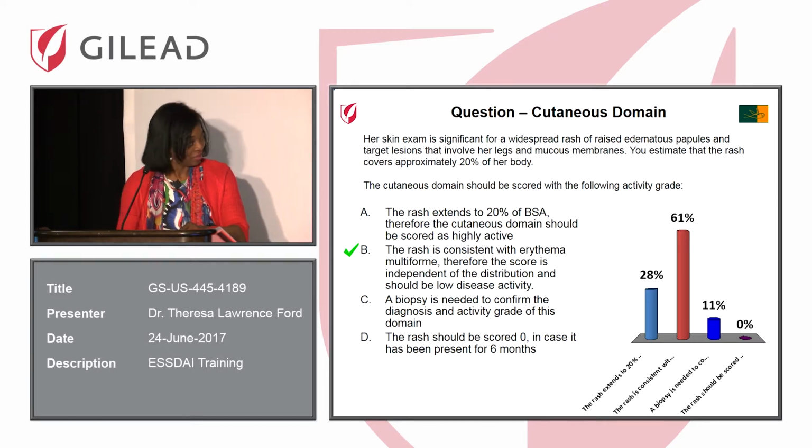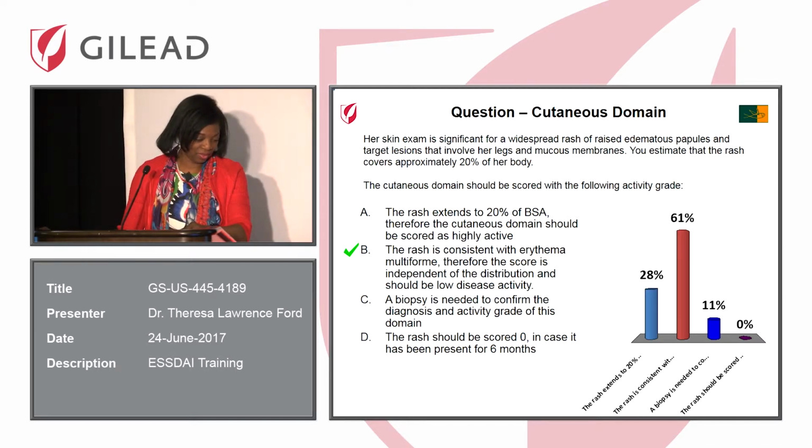Absolutely. And then just again, the D was, nobody picked D, so that's great. So the rash should be scored 0 in case it has been present for 6 months. This is just trying to highlight that if something is present for 12 months and you think it's due to damage, it gets a score of 0. But it's 12 months, and in the case of erythema multiforme, it's a very hard call to call this damage, right? Because it's raised, erythematous, it looks like an active rash, right?